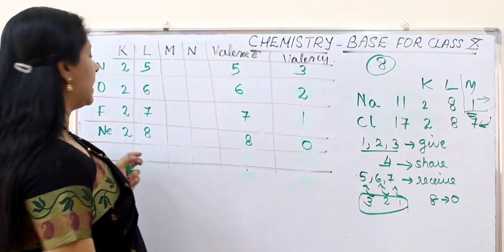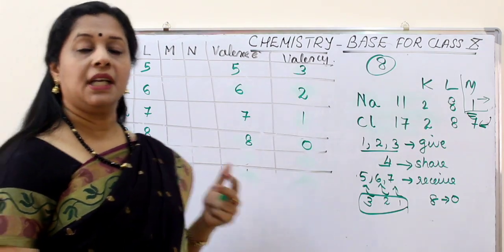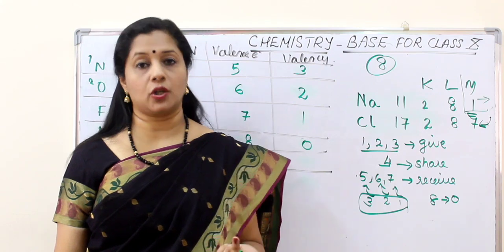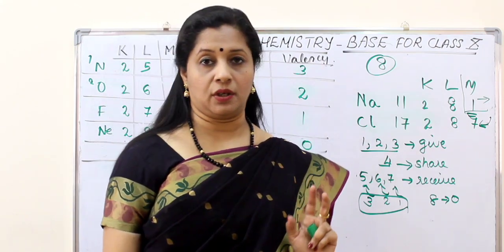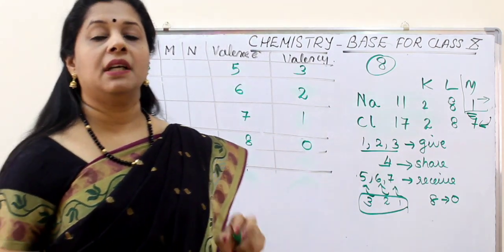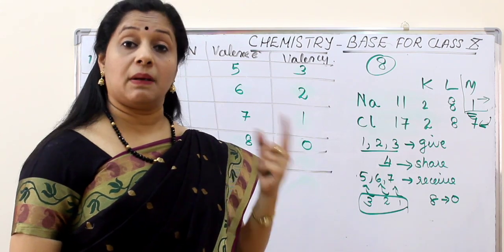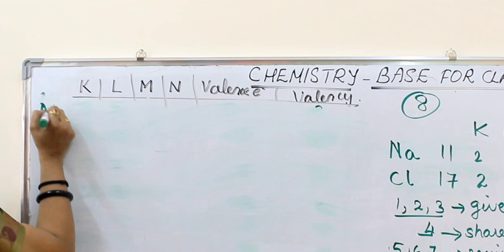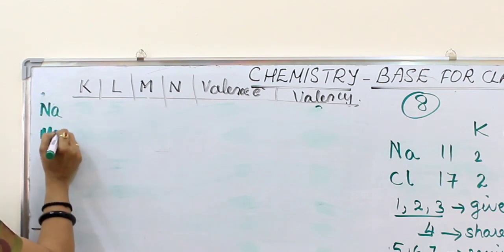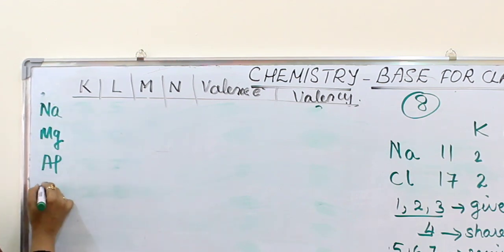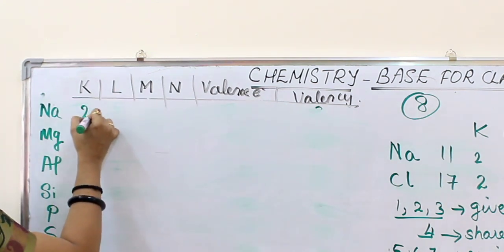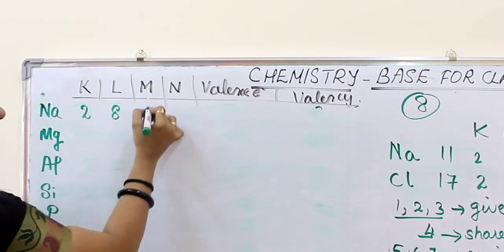So up to 10 you know by heart: hydrogen, helium, lithium, beryllium, boron, carbon, nitrogen, oxygen, fluorine and neon. Okay, so now we will see from 11 to 20. So 11 is sodium, magnesium, aluminium, silicon, phosphorus, sulfur. So sodium is 11, so 2, 8, 1.